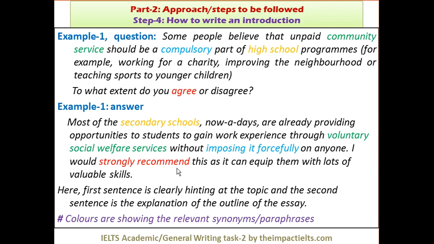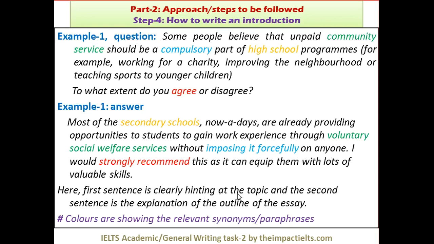Those are the things that you have to keep in mind, because it is very easy at this stage if you have already planned it. If you have not planned it, you might struggle a bit. So be very careful that you are able to plan the ideas and expressions both. Now you can see: most of the secondary schools nowadays, and this kind of punctuation is very important, are already providing opportunities to students to gain work experience through voluntary social welfare services without imposing it forcefully on anyone. So that was the first sentence.